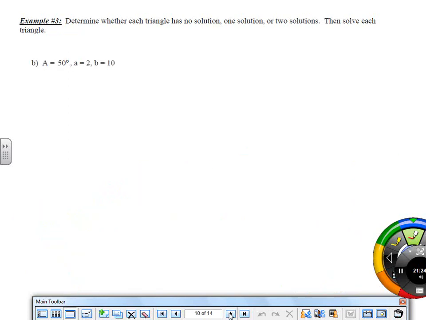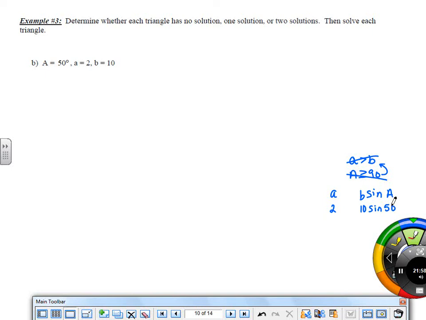Okay, so if we look at the next one, again, I would go through the process. Is side length A greater than side length B because it's across from the angle? No. Is angle A bigger than or equal to 90? Because if so, that should have been true, or I don't have a triangle. No. So then again, I'm going to compare the side across from the given angle to the other side length times the sine of the angle. So in this case, that's 2, should be compared to 10 times the sine of 50.